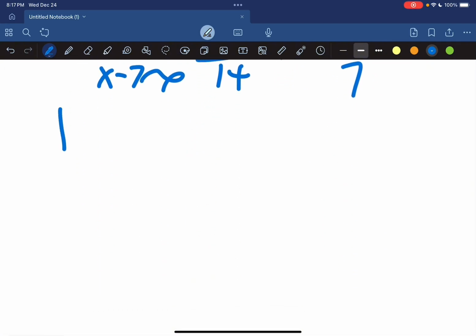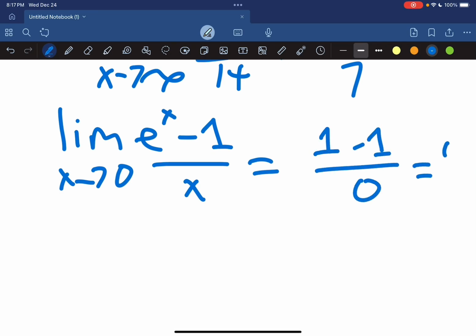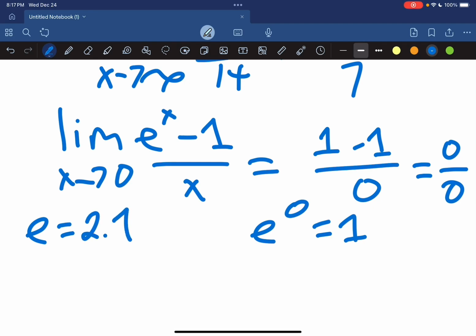Let's say we have the limit as x approaches 0 of e to the x minus 1 over x. A lot of students don't know how to differentiate e to the x. If we plug in 0 here, we get 1 minus 1 over 0, which is 0 over 0. Remember that e to the 0 is 1, since e is like 2.718 and so on, but anything to the 0th power is always 1.